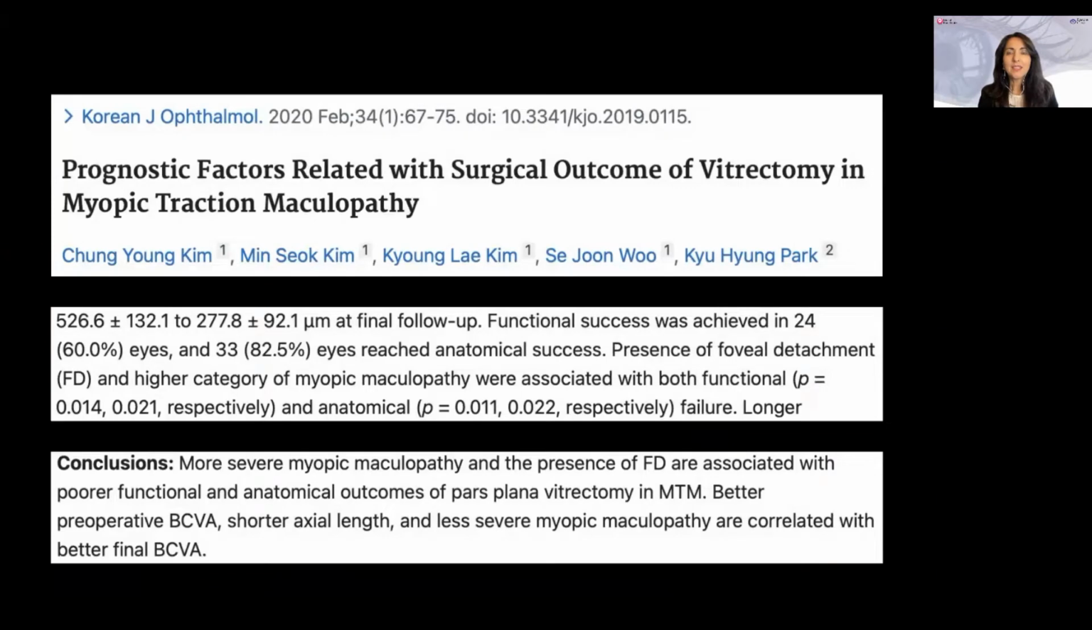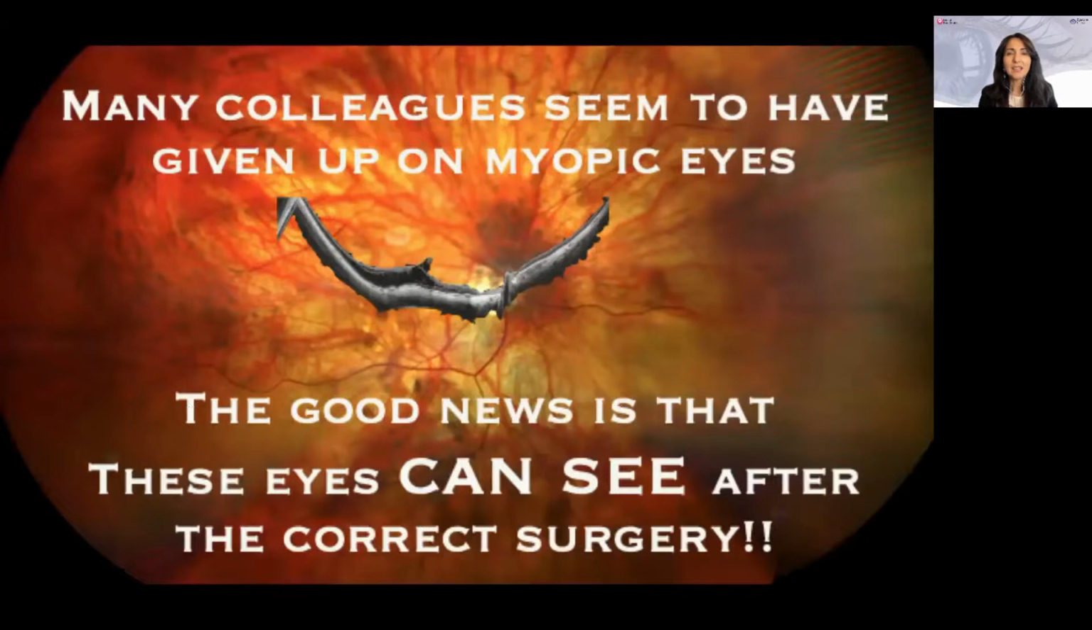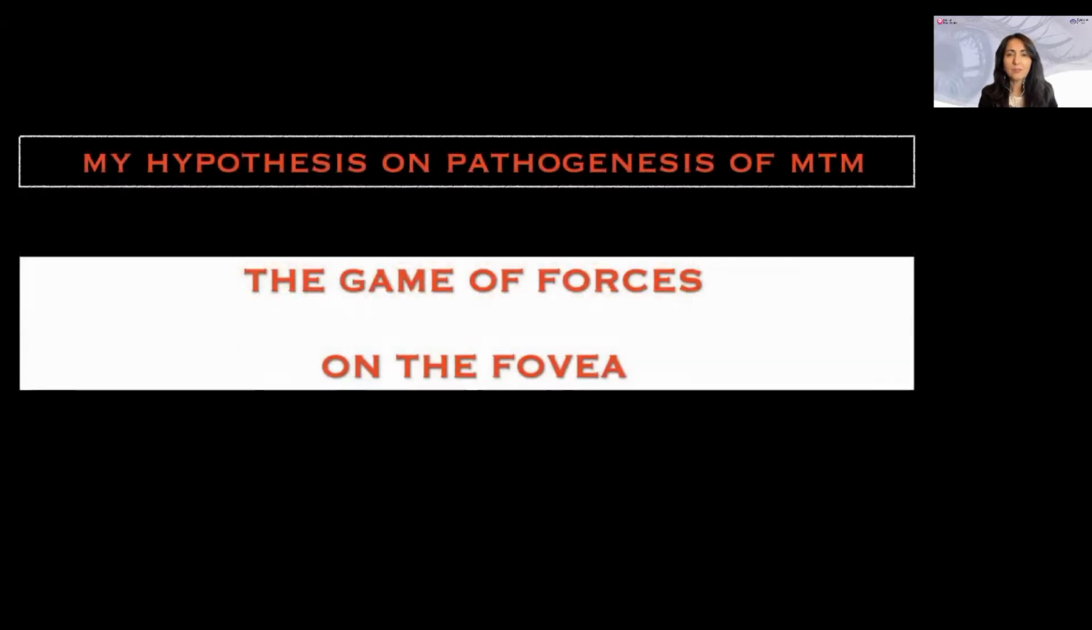The recent literature on vitrectomy to treat MTM is not comforting. As you can see, functional success is presented in 60% of cases and anatomical success in 82% of cases, but I disagree. I think that if you don't give up on this patient, you can reach very good functional results by following the right guidelines. Let's focus first on pathogenesis of MTM.